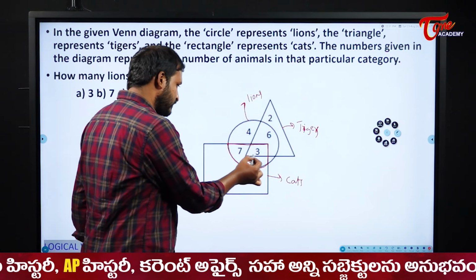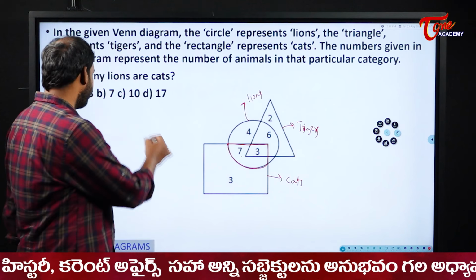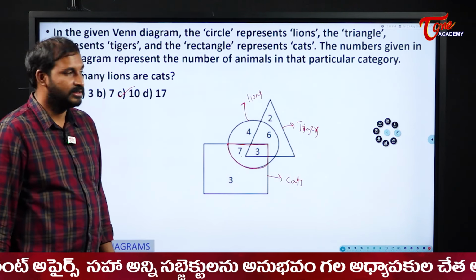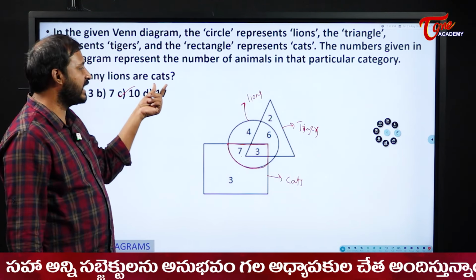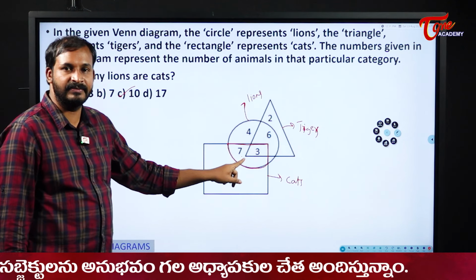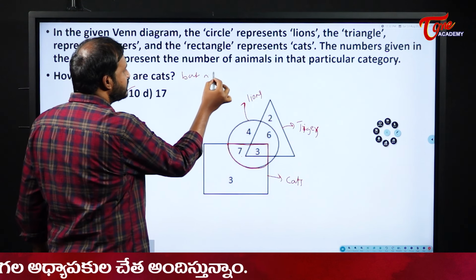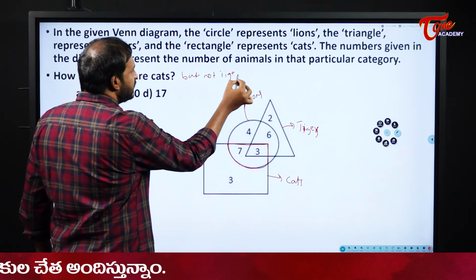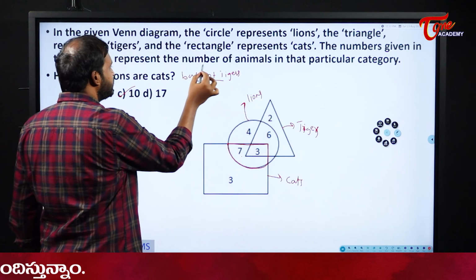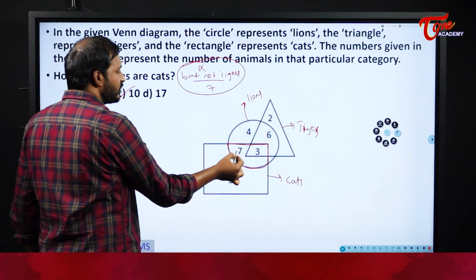So 7 plus 3, what does it become? 10. So our answer here becomes 10. If they had asked how many lions are cats but not tigers, my answer might be 7. If they mention "but not tigers" clearly, then my answer will be 7. But here they didn't mention this type of condition, so I should add both of these.